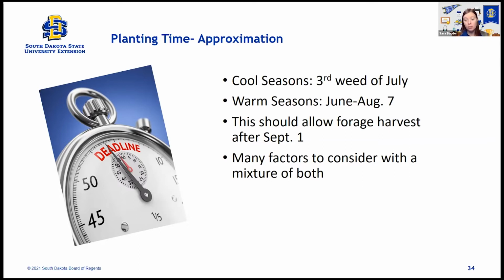But there's a lot of factors to consider when we put out mixtures, and we're usually promoting mixtures unless you have a real particular interest or you're working on rye, like David just mentioned. Mixtures can hedge our bet, kind of spread our risk a little bit. So you get a few more factors involved.